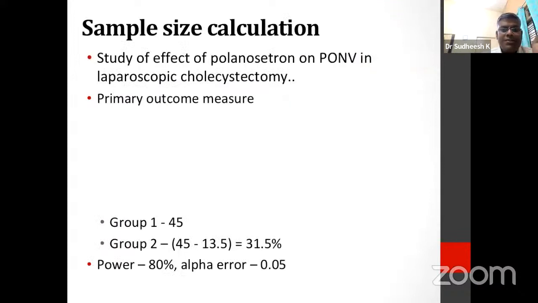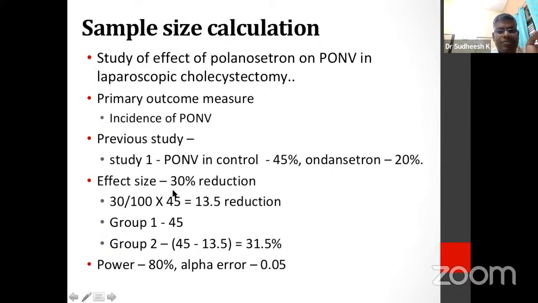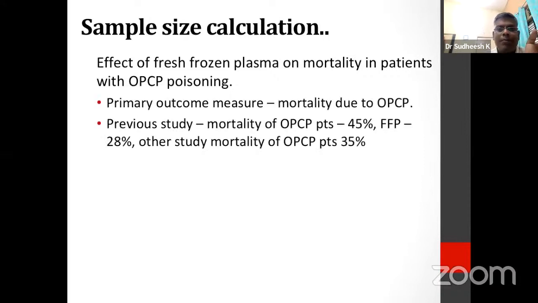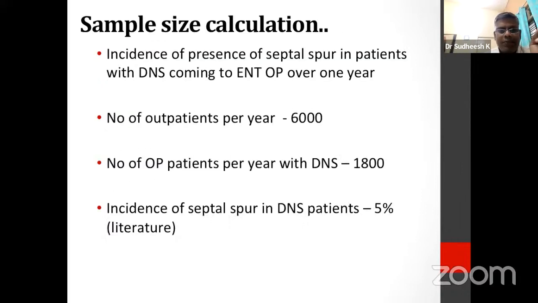What I need to emphasize at this point is that it's important to understand that you should always have a primary outcome measure, and you should always have a proper effect size. Then you assume a proper alpha and beta error, and you should also know what the study design is and what the hypothesis is. With this, you can enter all these values into the software, and within a matter of a few seconds you will come across the statistics, the sample size calculation. So these are various examples.